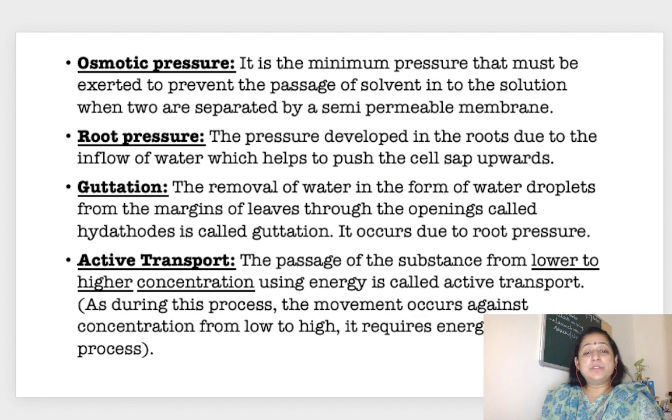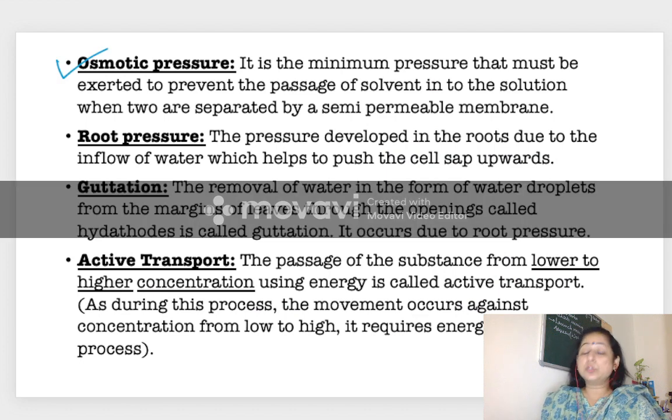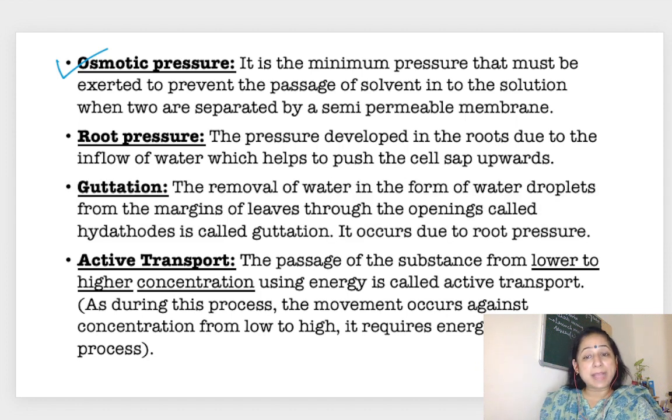The next definition which we have here is osmotic pressure. Now when we talk about osmosis, we must know what is osmotic pressure. In simple language, the pressure created because of osmosis, we call it osmotic pressure. So the minimum pressure that must be exerted to prevent the passage of the solvent molecule in the solution when two are separated by a semi-permeable membrane.